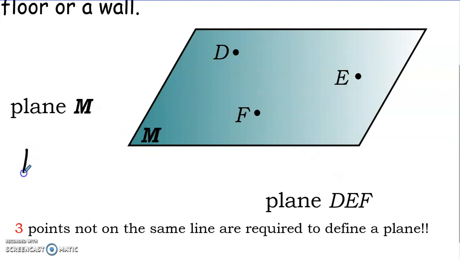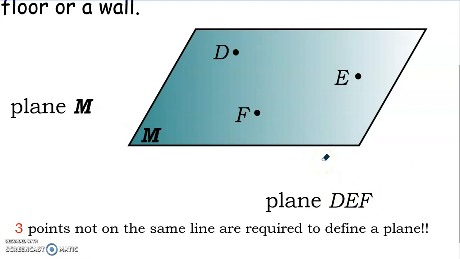So we can name this plane M. You don't want to ever write just a capital M, otherwise that would denote a point. So we have to write the word plane M. The second way is by using 3 points on the plane. So we can also name this plane DEF. It doesn't matter what order you write the points in. You could also name it plane FED, or plane EDF, or plane FDE, as long as all 3 points are on the plane.